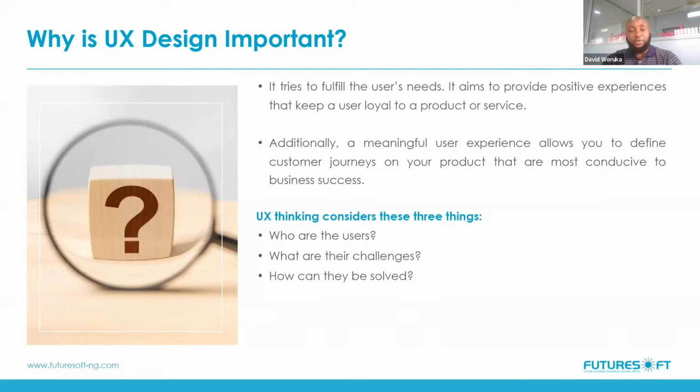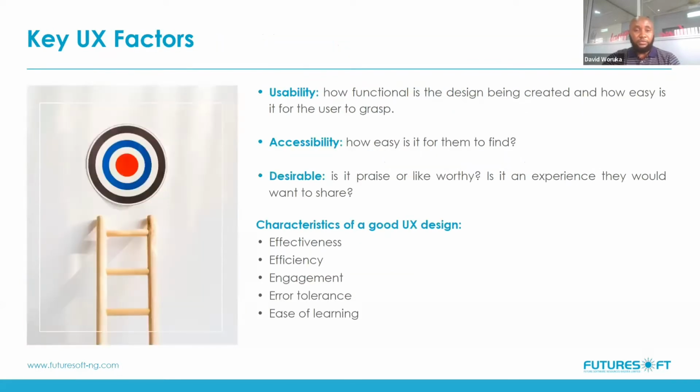So these are the primary things UX thinking helps with when it comes to user experience. It places the user first. It asks who the users are, what their challenges are, and how those challenges can be solved using, of course, UX design principles. So some key factors for a perfect UX design is usability.